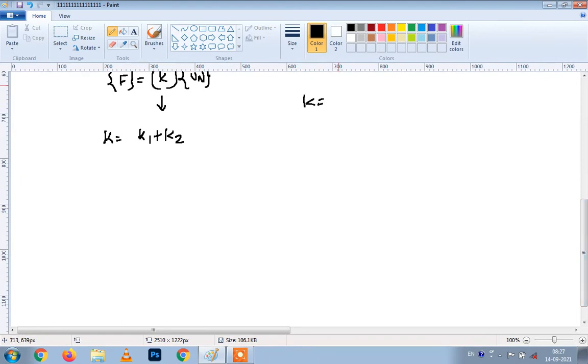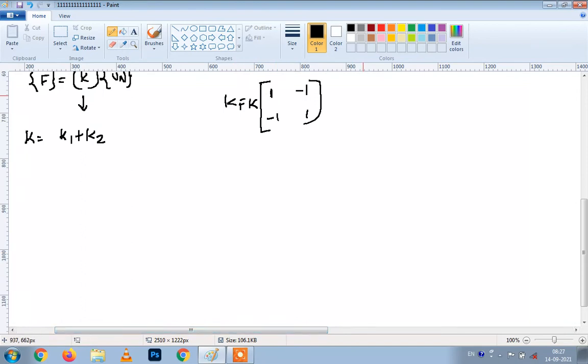I am directly writing here. First I will write the formula for K, that is the stiffness matrix. If you take K outside, it is 1 minus 1 minus 1 1. And how to find out this value of K? K is equal to AE by L. So for the first element, K1 is equal to A1 E1 upon L1.